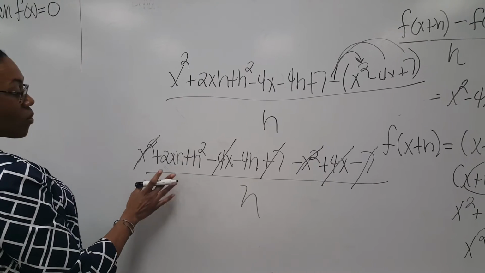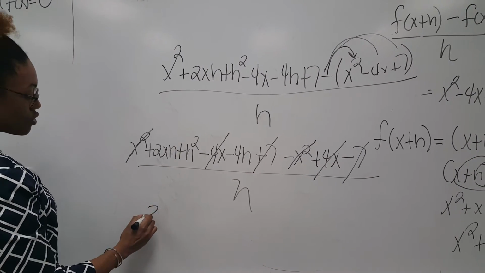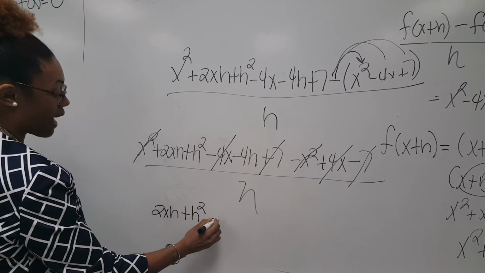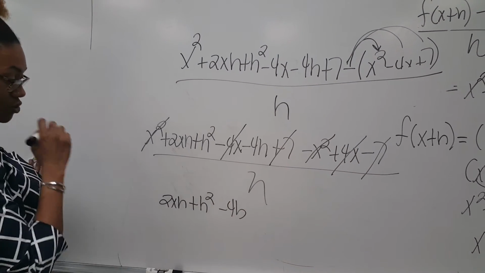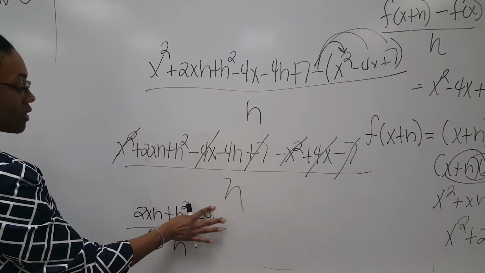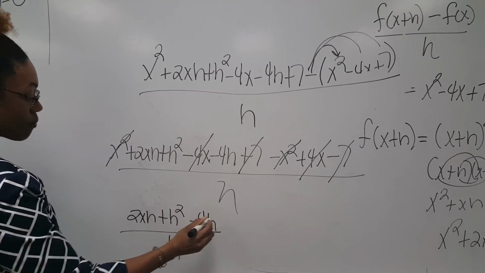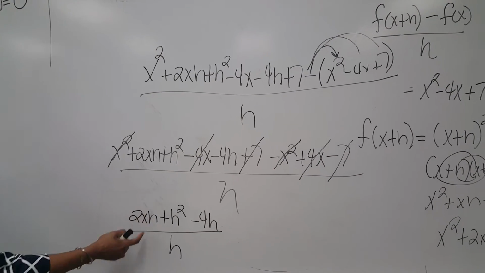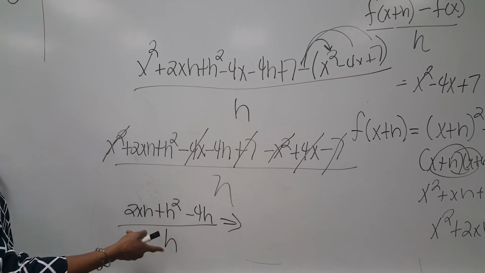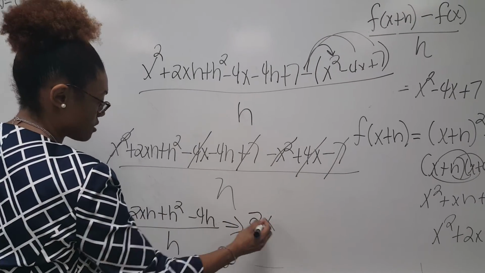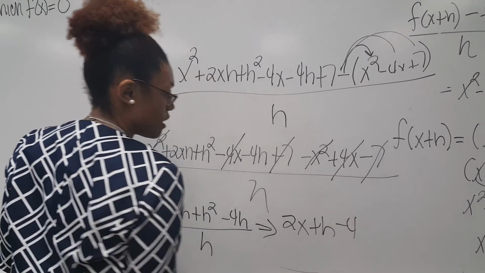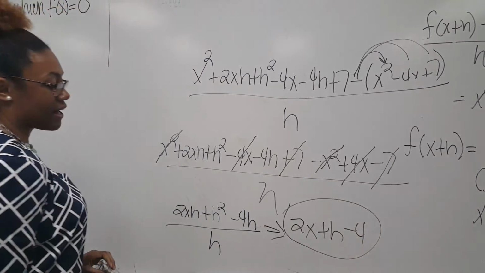So then I say, well, what am I left with? I'm left with 2xh plus h squared minus 4h, all over h. Well, don't all of these terms in my numerator have something in common? It's called an h, right? So if I reduce everything by h, this will give me 2x plus h minus 4. And then that would be my final answer.